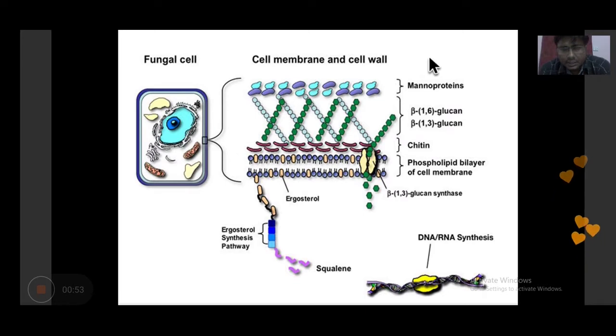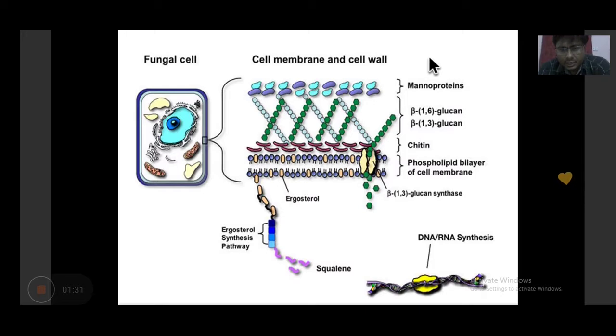And then there are some enzymes which are responsible for synthesis of these membranes, like ergosterol. This is a very important part of the fungal cell. That is, you will find ergosterol incorporated in between the cell membrane. So as you can see here, in the phospholipid bilayer of the cell membrane, there is ergosterol incorporated in between. This is a peculiar thing about the fungal cell, that it contains ergosterol. So it needs some enzymes to synthesize ergosterol.